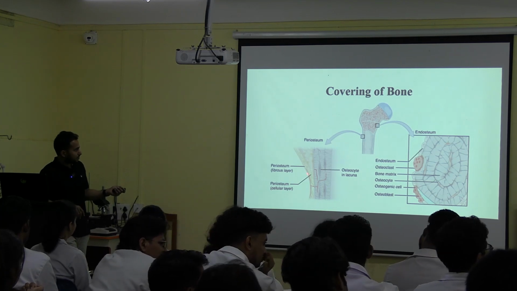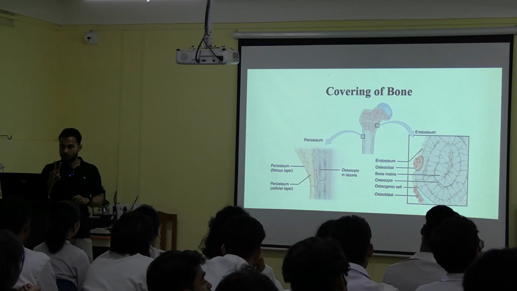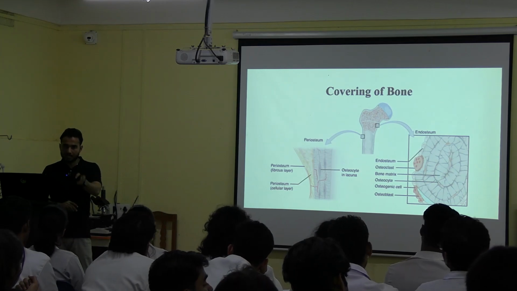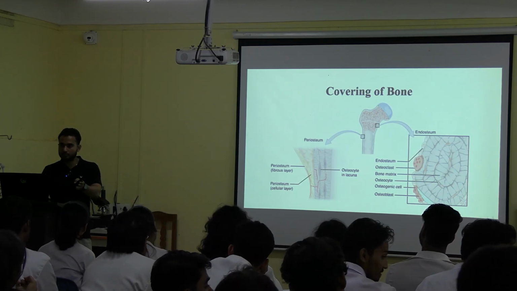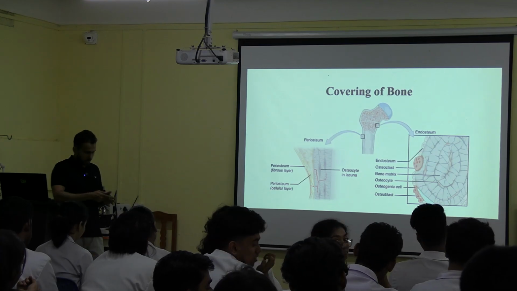So here you can see the periosteum. Now in case of bone, two coverings are there. One on the outer aspect, that is called as periosteum. One on the inner aspect, that is called as endosteum.